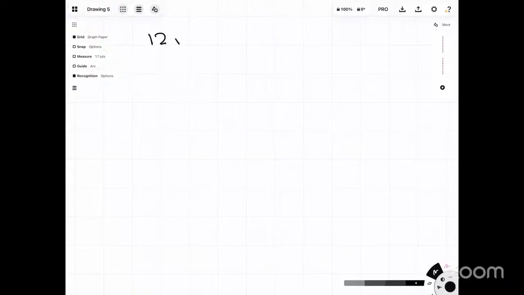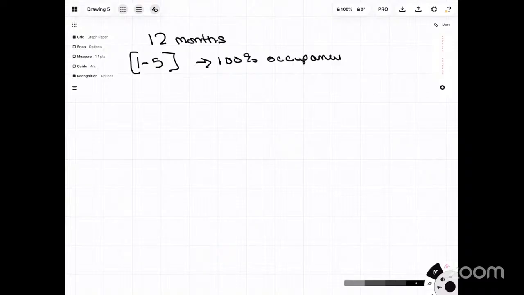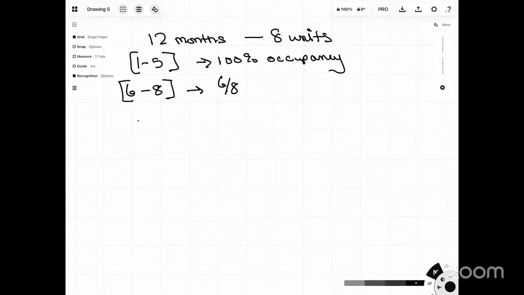So we got 12 months. In months 1 through 5, there was 100% occupancy, and we got 8 units. Months 6, 7, and 8 would be 6/8 occupancy, 6 out of 8. And then months 9, 10, 11, and 12 had 4/8 occupancy.